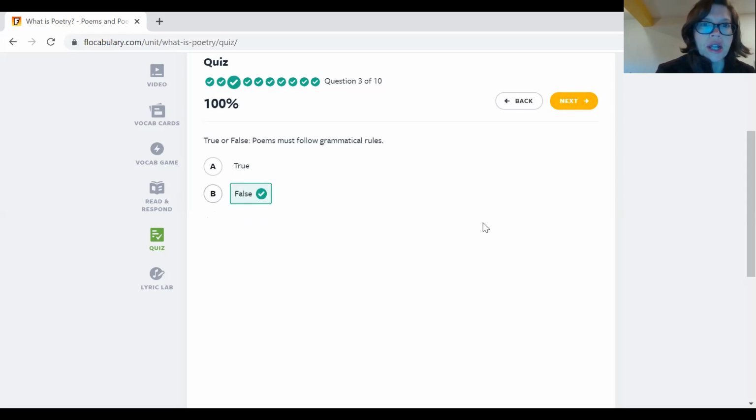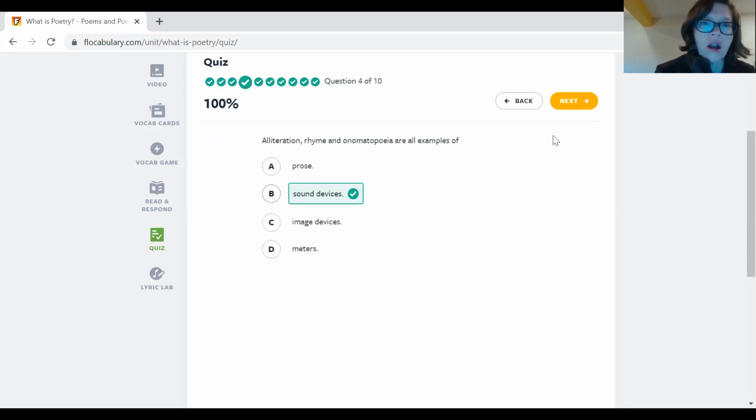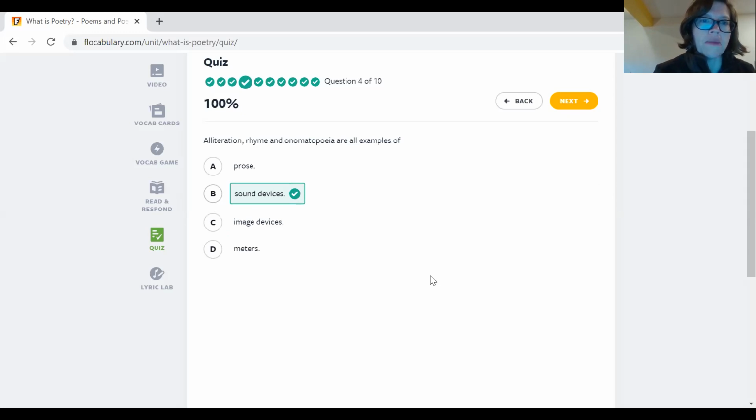All right, question 3, true or false, poems must follow grammatical rules. And the answer is false. No, you can do whatever you want in a poem. All right, question 4. Alliteration, rhyme, and onomatopoeia are examples of B, sound devices, right? And we will talk about those in another future lesson as well.